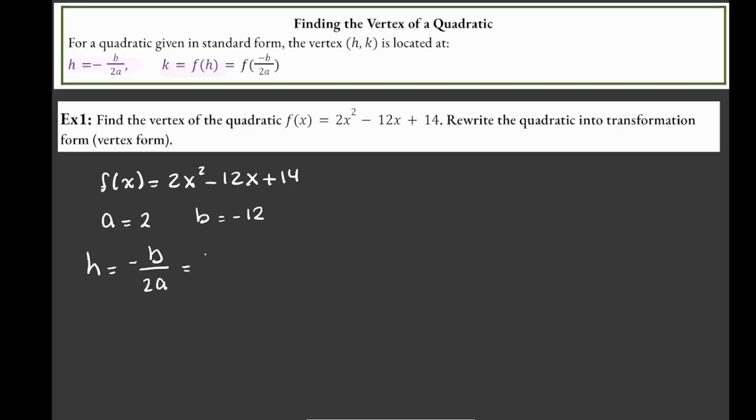So my h value, my b is negative 12, so negative 12 over 2 times 2. That gives you a negative and a negative, positive 12 over 4. 12 divided by 4 is equal to 3. So my h value right here is equal to 3. Now to find my k, I basically just take my h value and plug it into the function.